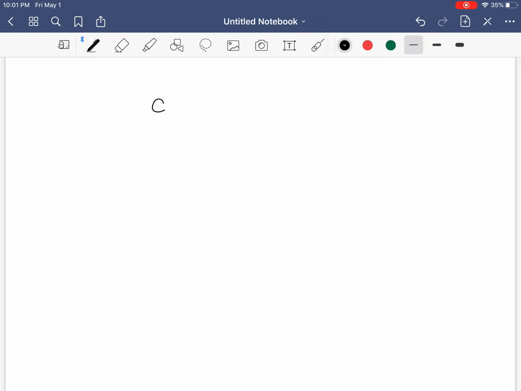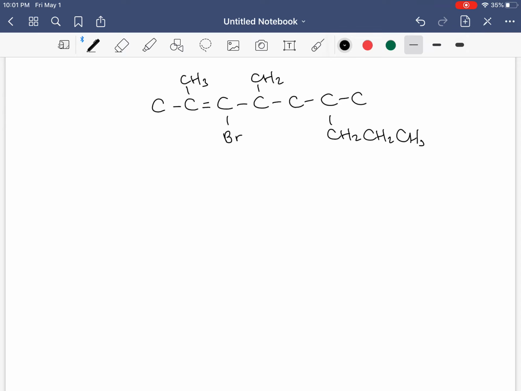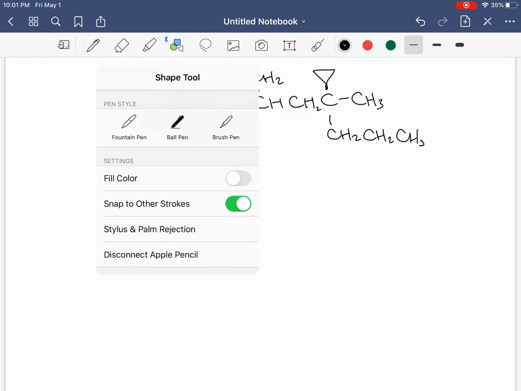So, let's take a look at this one. Now, why not? Okay, let's say we have something silly like this. Let's put the hydrogens in, because some of you do care about these hydrogens. Okay, so if somebody were to ask you, hey, name this, what would you do?